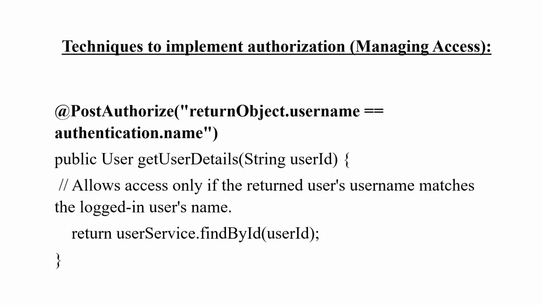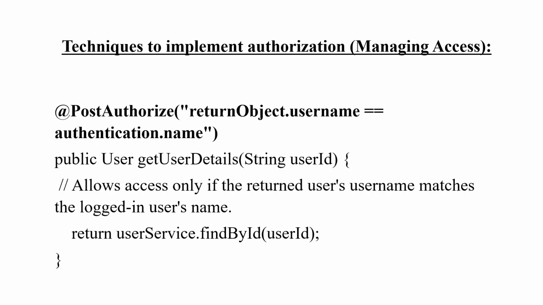The other one is controller level security, where you can secure an entire controller instead of securing individual methods. So basically, for controller level security, we use the annotation @PreAuthorize. Now, that is it for managing access. And this approach provides fine-grained access control while keeping the code clean and maintainable.